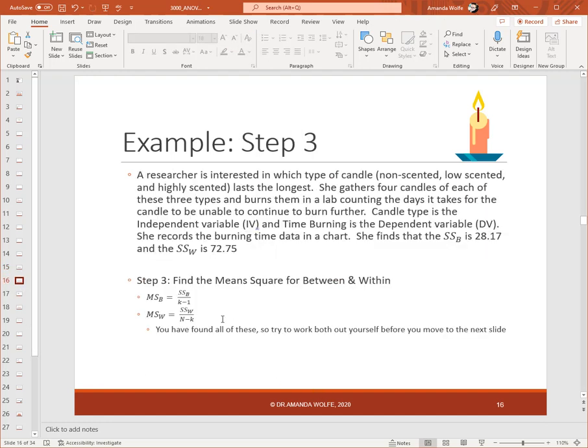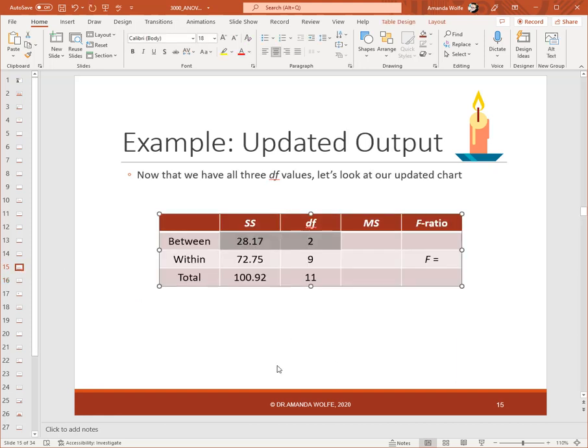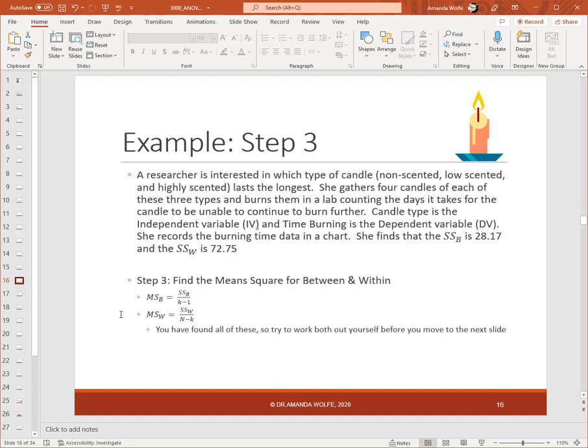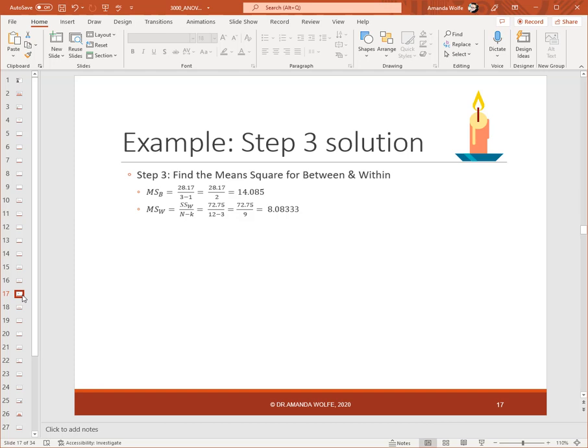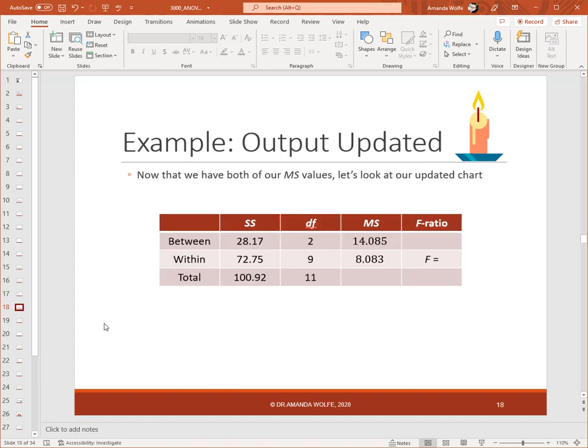Our next job will be to find our 2 mean squared. Here are the formulas for our mean squared. Remember, it's just taking the 2 cells that occur before the mean squared and dividing them. So go ahead, pause, and see if you can find that on your own. Did you get the right answers? Our mean squared between should be 14.085, and our mean squared within should be 8.08333 forever.